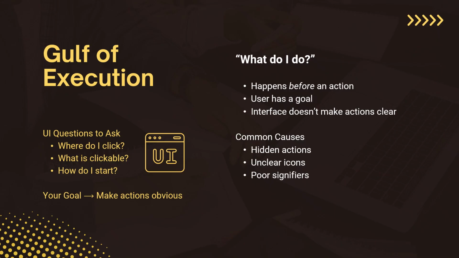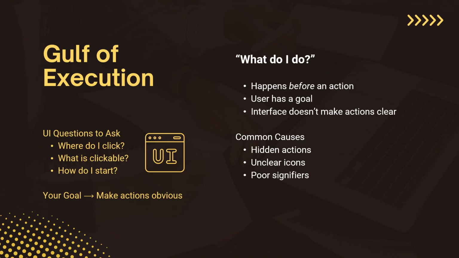This gap happens before the action. This means that the user has a goal, but the interface isn't clearly telling them how to achieve it. Think about opening a new app for the first time. You're looking at the screen and you're thinking, where do I start? What button matters? Which text is clickable? Is this icon decorative or is it part of the functionality? Every time a user hesitates, even for a second, that's the gulf of execution.